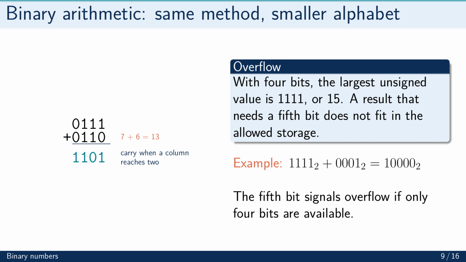The carry rules are simple. 0 plus 0 is 0, 1 plus 0 is 1, and 1 plus 1 produces 0 with a carry of 1. The carry can continue into the next column when 3 ones are involved.